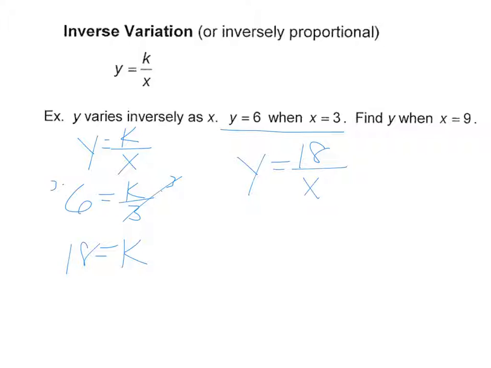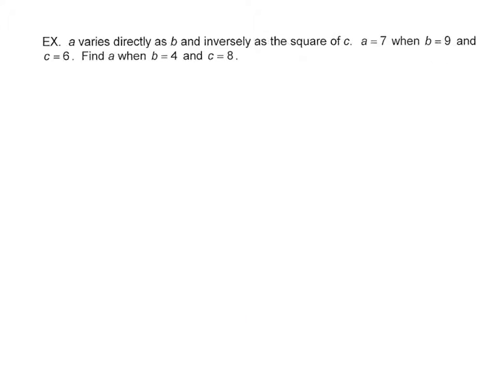Now look at the last part. Find y when x is 9. So y equals 18 divided by 9. Y equals 2. Direct and inverse variation can be combined into one problem.